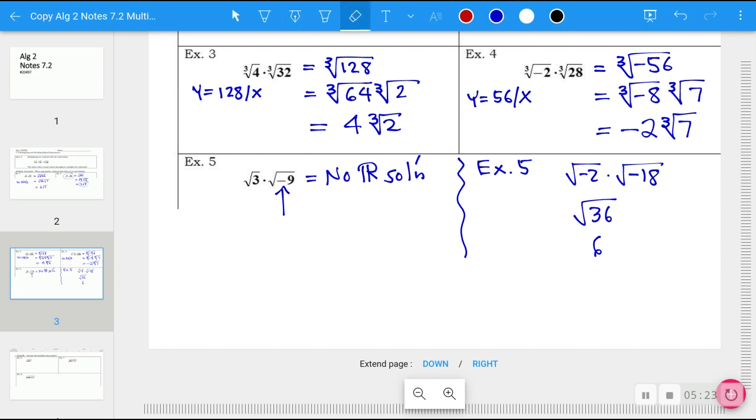But the problem with this approach is that from the very start, this problem's doomed. A negative underneath a square root or a fourth root or any even-powered root is no real solution.